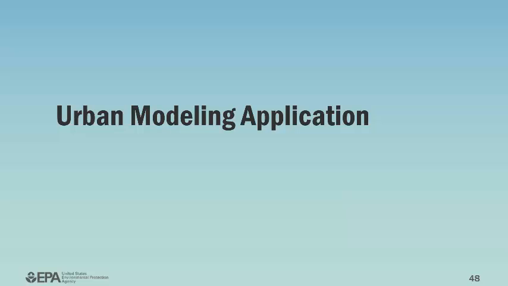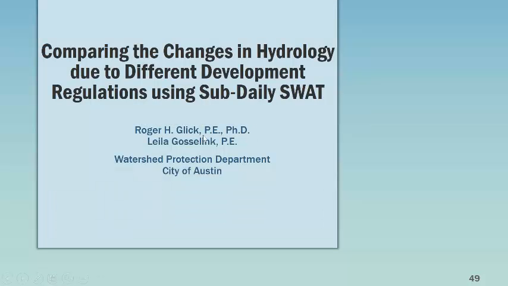Next, I want to talk a little bit about an urban modeling application that we did with the city of Austin. Roger Glick is the city engineer, and Lila Goslick was also assisting Roger. Here, we evaluated the various city ordinances or city guidelines on new land development. Austin is growing very fast, I think one of the second or third fastest growing cities in the U.S. right now. They were trying to look at how the hydrology and sediment change under different development regulations using the sub-daily SWAT model.